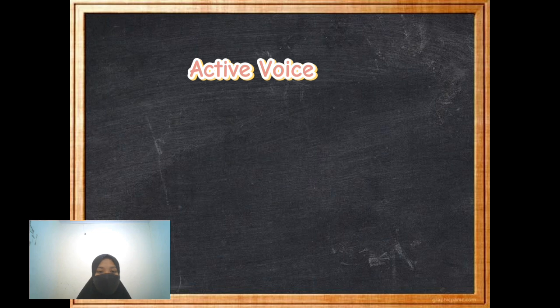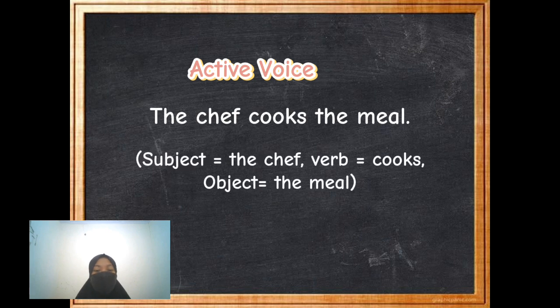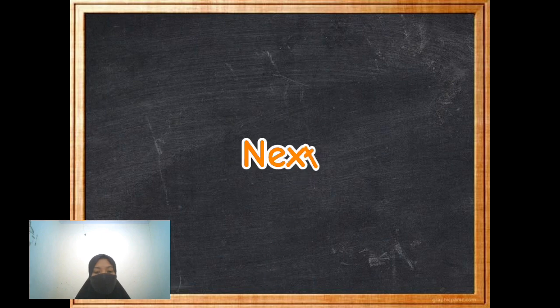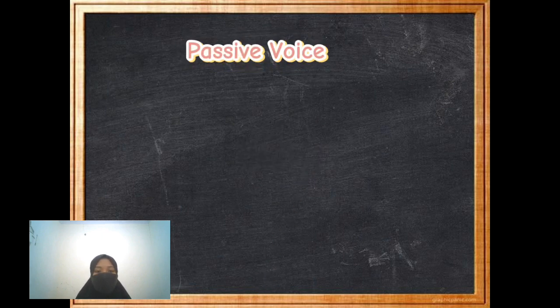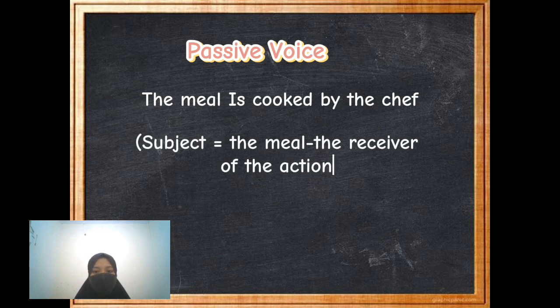For example, active voice: the chef cooks the meal. The subject is the chef, the verb is cooks, the object is the meal. Okay, next, passive voice. For example, passive voice: the meal is cooked by the chef. The subject is the meal, the receiver of the action.